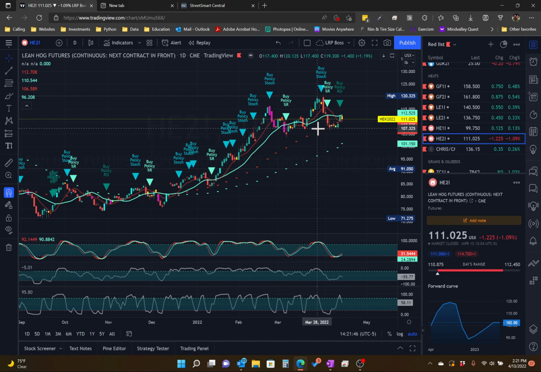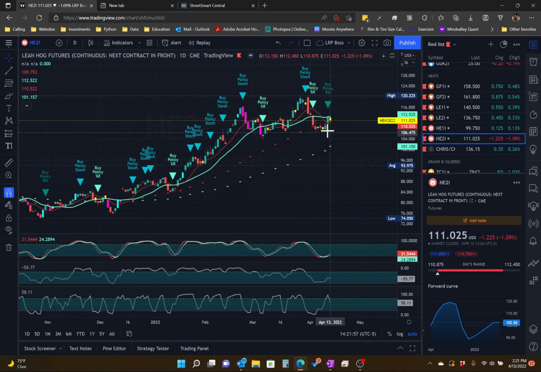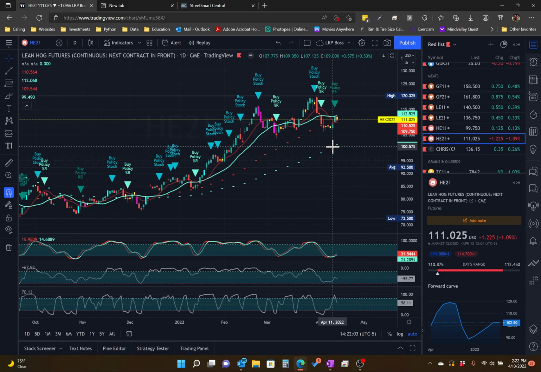So we got a little bit of support built in here at 107 on the May contract, and it looks like we're going to climb back above these averages. Had a pretty good day yesterday, and we got an inside bar developing today. So there's a good chance that we'll continue to march higher in the hog market as well. So I just wanted to give that quick update.